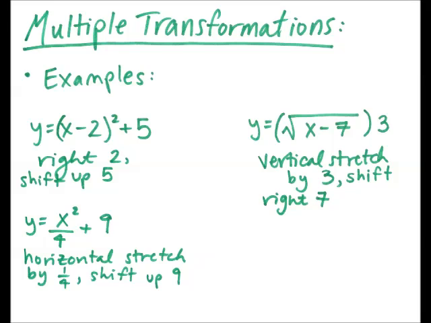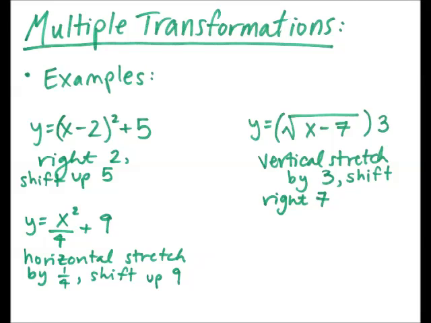Some functions can be transformed more than once. For example, the parent function y equals x squared changes to y equals x minus 2 squared plus 5, which shifts the original function right 2 units and up 5 units. The function y equals x squared changes to y equals x squared divided by 4 plus 9, which results in a horizontal stretch of 1/4 the original steepness and a shift up 9 units.